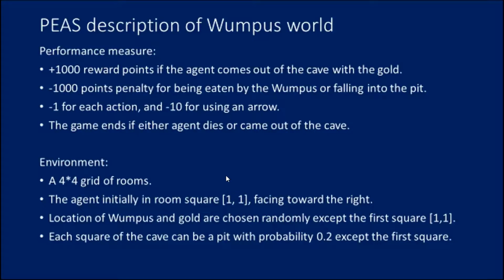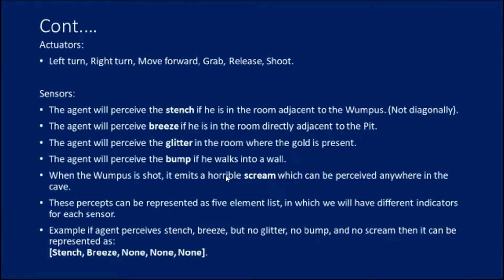This is the performance measure. Next comes the environment: a 4x4 grid of rooms. The agent is initially in square 1,1, facing towards the right. The locations of the Wumpus and gold are chosen randomly except for the first square, 1,1. Each square of the cave can be a pit with probability 0.2, except the first square. Hope you understand.